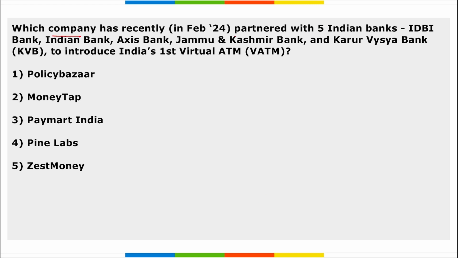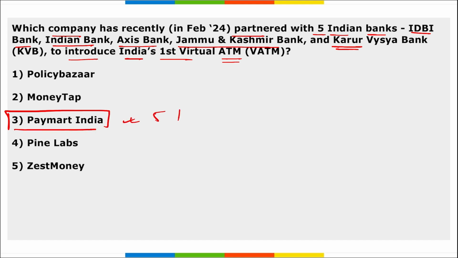Next, which company has recently partnered with 5 Indian banks, that is IDBI Bank, Indian Bank, Axis Bank, Jammu and Kashmir Bank and Karur Vysya Bank to introduce India's first virtual ATM? Which is that? It is Paymart India. This partnered with 5 banks. Correct? And the transaction limit, if we talk about, the minimum withdrawal amount is 100 rupees and the maximum can be 2000 rupees per transaction. And there is a monthly cap of 10,000 rupees for virtual ATM withdrawals.